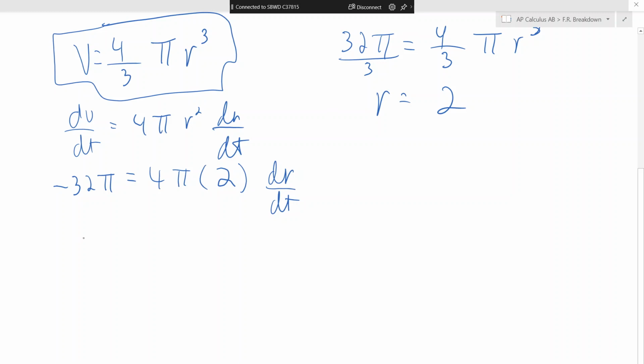What's dr/dt? Something's wrong. Oh, it's 2 squared. Okay, dr/dt is negative 2, and that's in feet per minute.